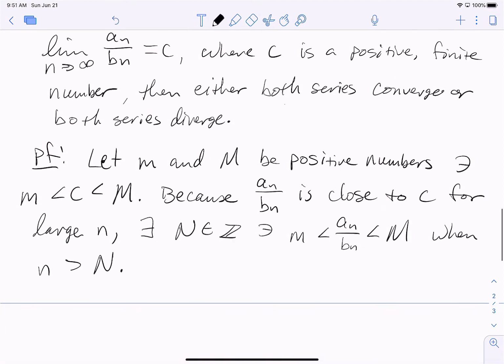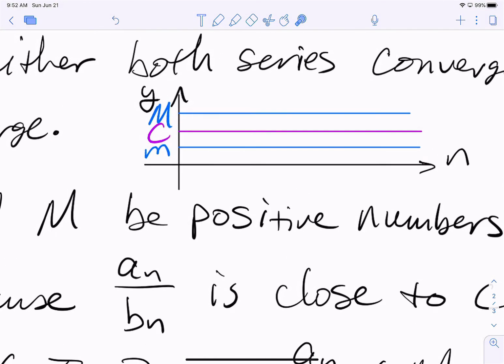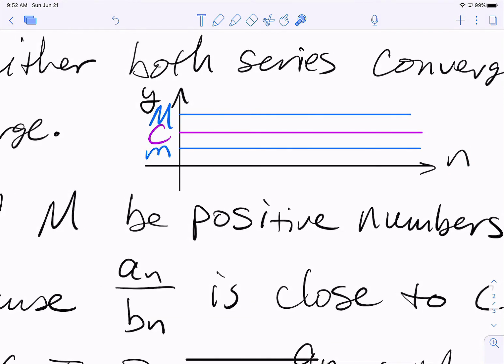Let's unpack that a little bit, and I'm going to use a diagram. We've said that c is between lowercase m and uppercase M, and so what I have here is an n-axis and then a y-axis, because I didn't know what else to call it, and then a horizontal line at c, and then a horizontal line at lowercase m and a horizontal line at uppercase M, c being between lowercase m and uppercase M.